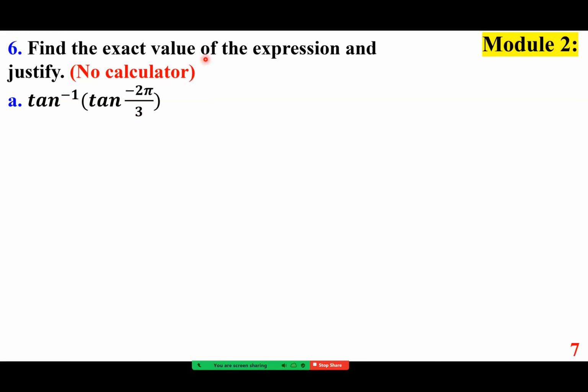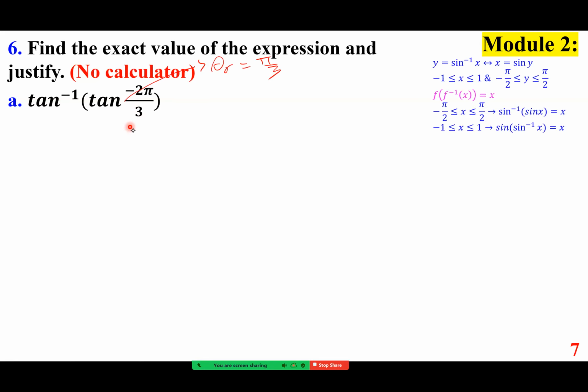So just for the sake of argument, quickly, the moment you see that the reference arc is pi over 3, all you have to do is figure out positive or negative. Negative 2 pi over 3 puts you in the third quadrant. Tangent is positive in the first and third quadrant. So tan inverse of square root of 3.